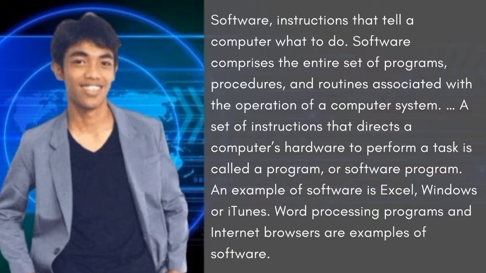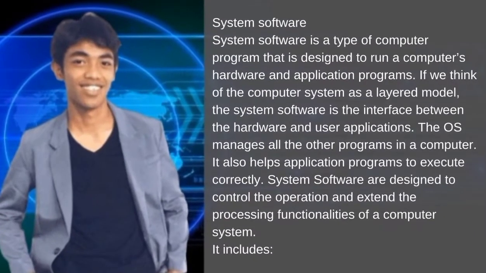A set of instructions that directs the computer's hardware to perform a task is called a program or software program. Examples of software are Excel, Windows, or iTunes. A word processing program and an internet browser are examples of software. There are two software categories. First is the system software.